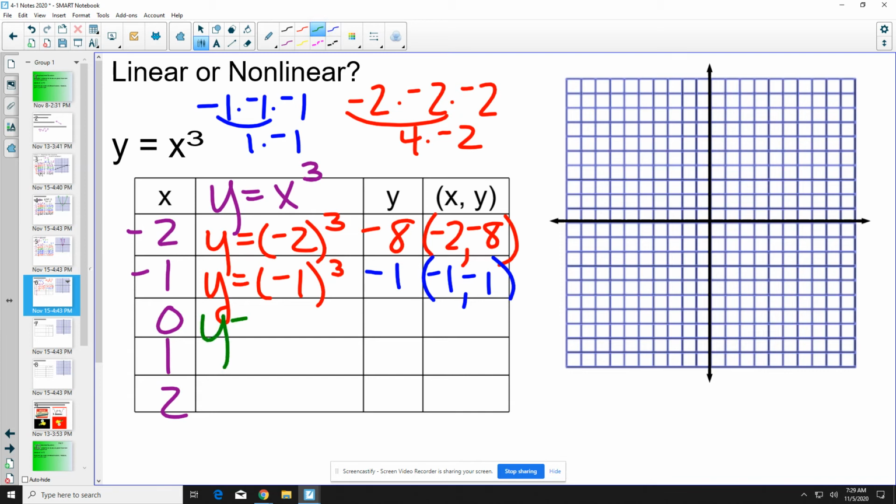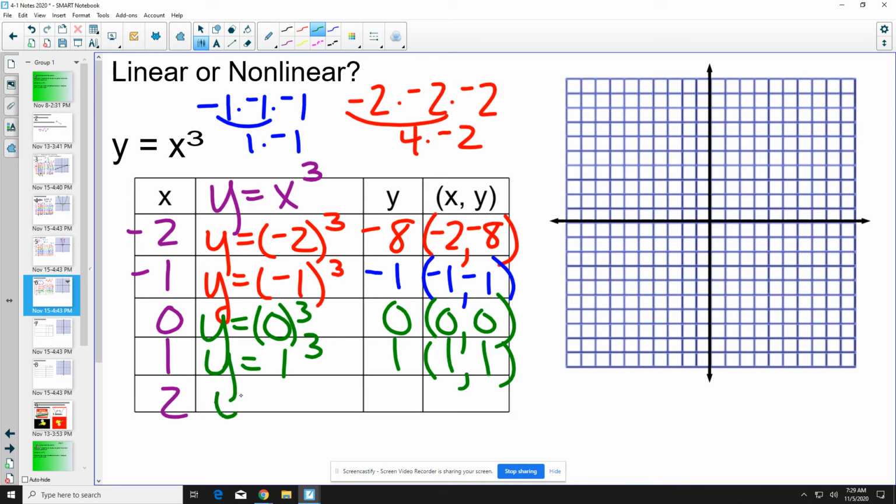All right, now we're going to put 0 in. Y equals 0 to the third. 0 times 0 times 0 is 0. Good. So this would be the point 0, 0. Then we're going to put 1 in for x. 1 to the third. 1 times 1 times 1 is 1. Good. So when I put 1 in for x, I get 1 for y. Then we're going to put 2 in for x. So 2 to the third. 2 times 2 times 2. Let me see. 2 times 2 is 4. Times 2 is 8. This would be the point 2, 8.